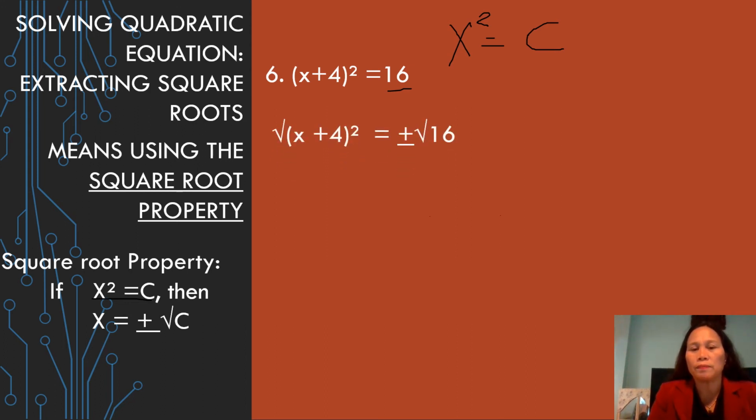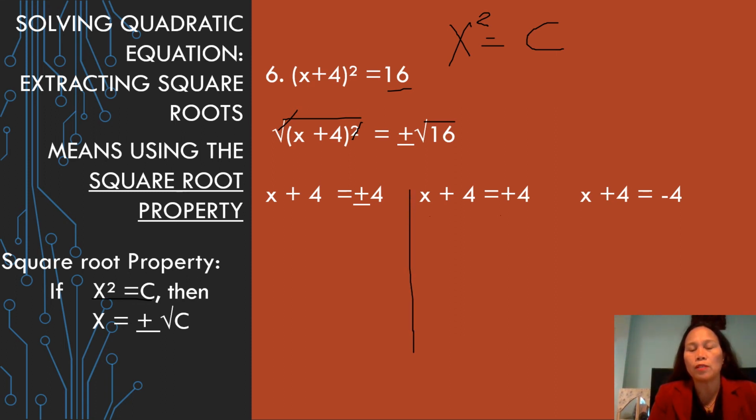So here, extracting the square root of both sides, and this one, makakancel na yan. So what is left here is x plus 4 is equal to positive and negative. What is the square root of 16? 4. So ayan. So x plus 4 is equal to positive and negative 4.